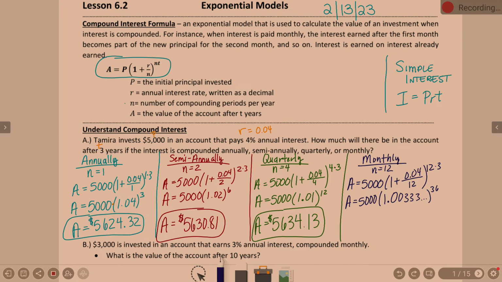5636.36. Now, if you did it a different way, is your answer going to match mine? Yes. Okay. And here's what I will say. If you want to do 5,000 times 1.00 and put a handful of 3's on there, and raise it to the power of 36, you should get an answer that rounds to be the same. My only fear is if you say 1.003, something like that, and raise to 36.